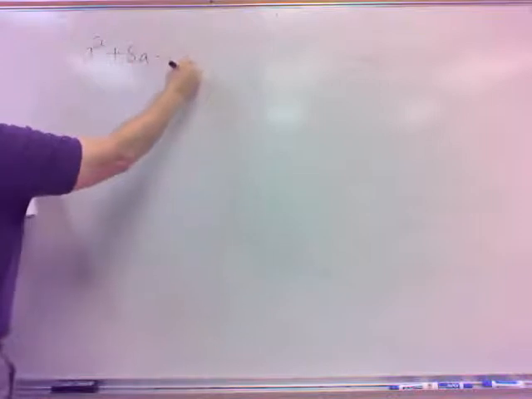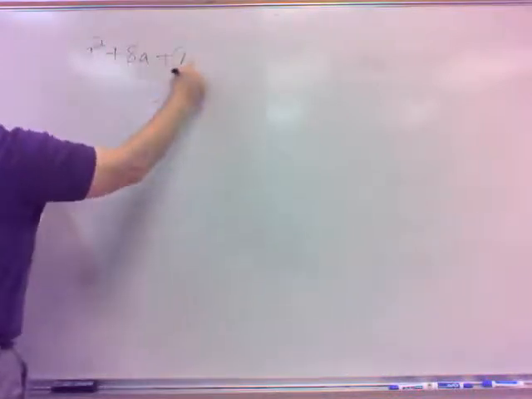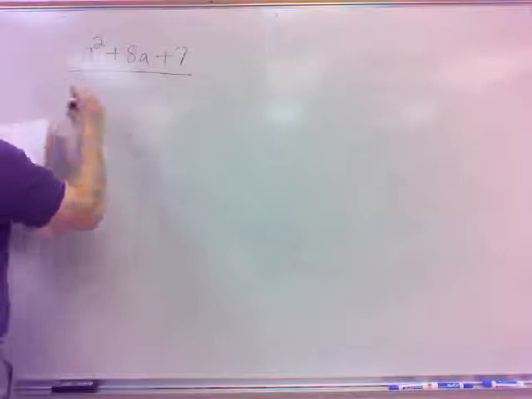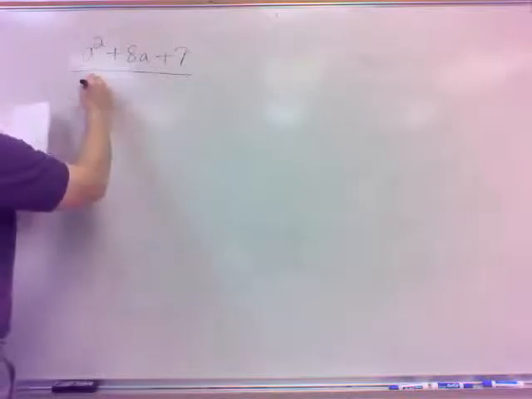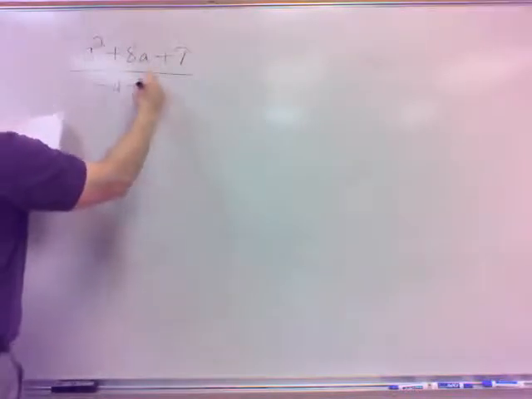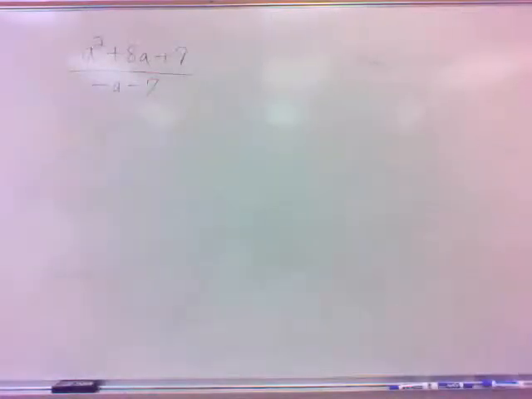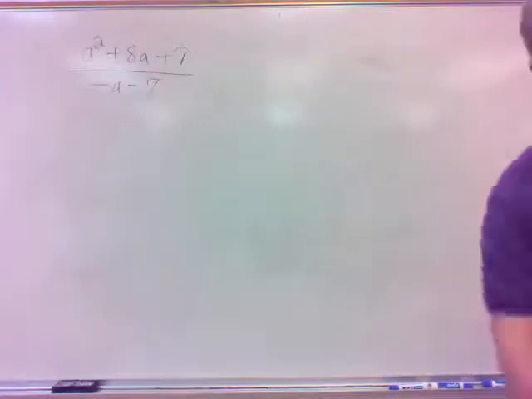How about a squared plus 8a plus 7 divide that by, well, let's make it minus a minus 7. All right, so simplify that. What are you thinking? First of all, first step, factor it. Yeah. If you can factor it, that's what you want to do. Factor first.